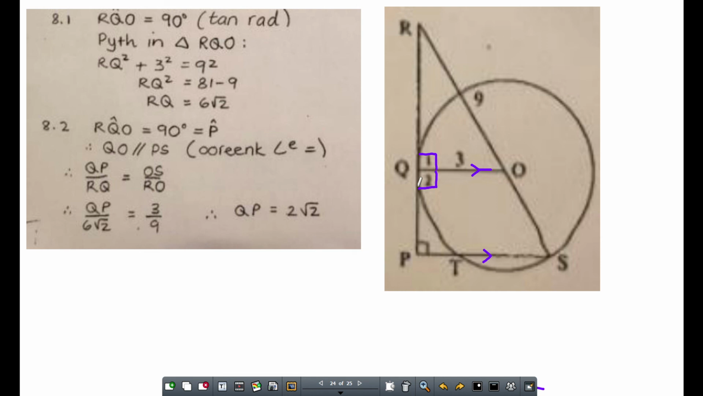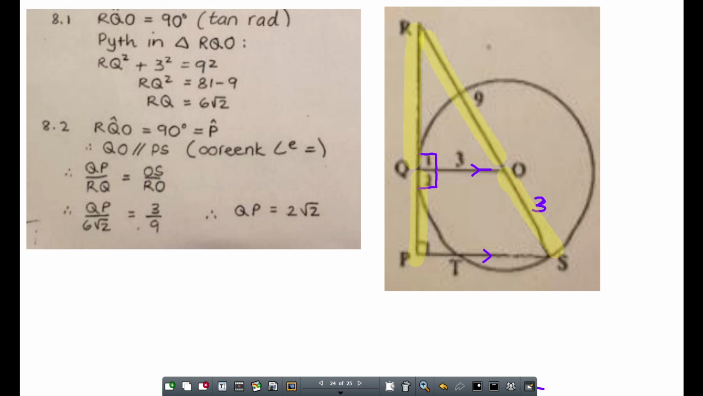We said OQ is 3. Maar OQ is mos 'n radius. En wat van OS? Isn't that also a radius? So this will also be, oopsie. That will also be 3. Goed. So by die memo sê hulle vir jou QP over RQ is equal to SO over OR.